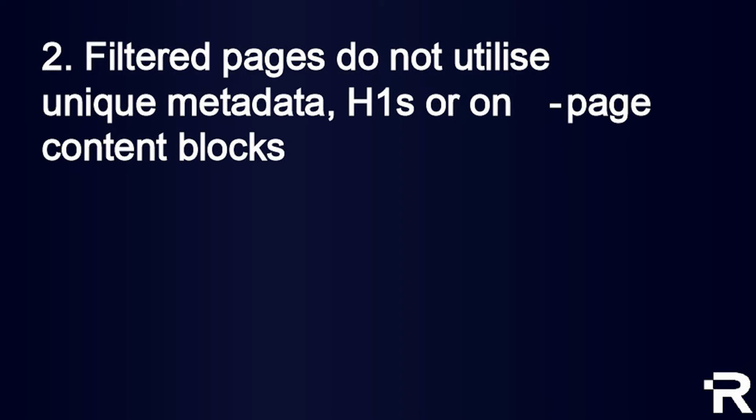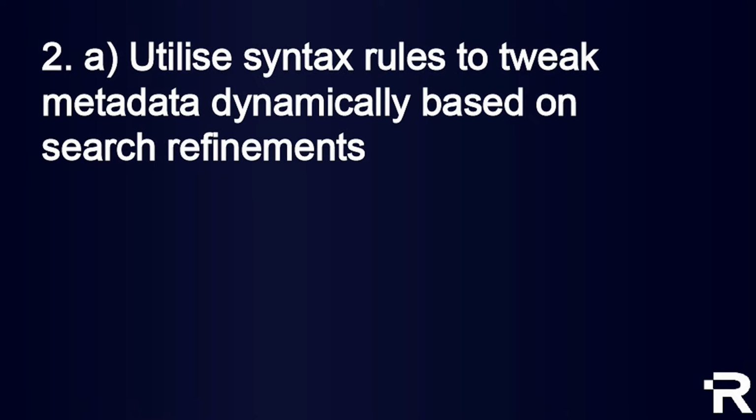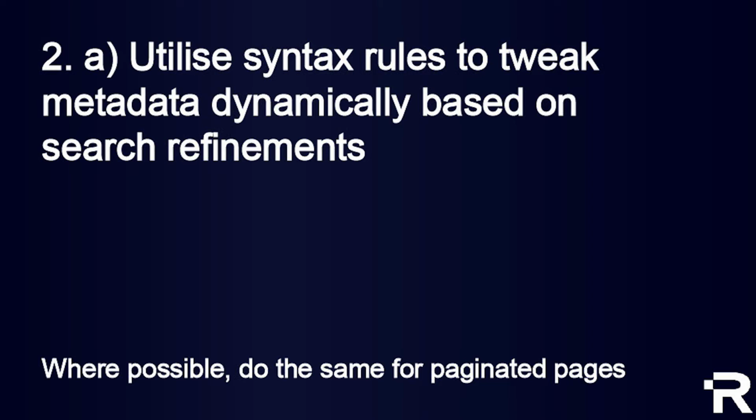And then the second issue that we had for duplication was not utilizing unique metadata or on-page content. So the way around this is typically going to be to use syntax rules to tweak your metadata dynamically. You can usually do this based on search refinements. Depending on your CMS, there'll be some kind of elements probably that you can apply a rule on, or your technical developers can do that to make sure that this generates dynamically from page to page.